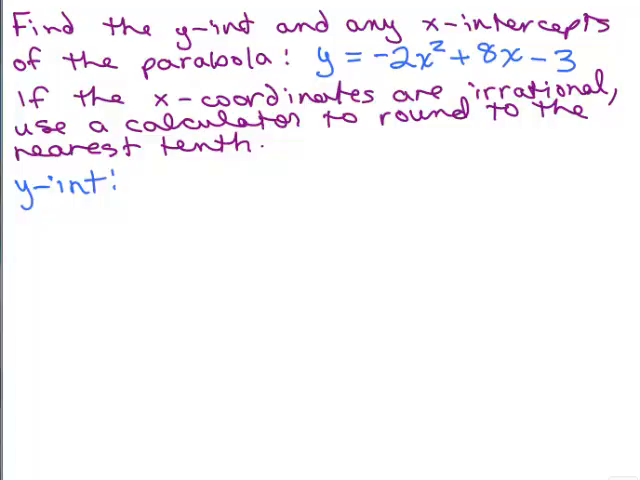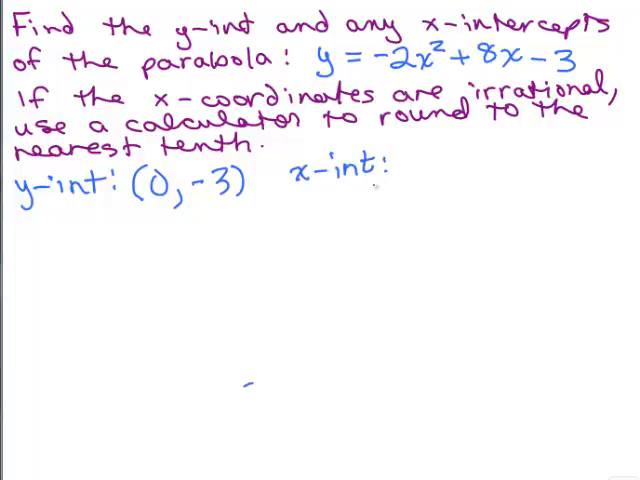All right, for this problem, we're going to find the y-intercept and any x-intercepts for the parabola y equals negative 2x squared plus 8x minus 3. Now, the y-intercept is the easy one. Remember, you let x equal 0. In other words, if we put in 0 for x, what would y equal? You would get y equals 0 plus 0 minus 3. So the y-intercept is negative 3. There's only one y-intercept for parabolas in that form.